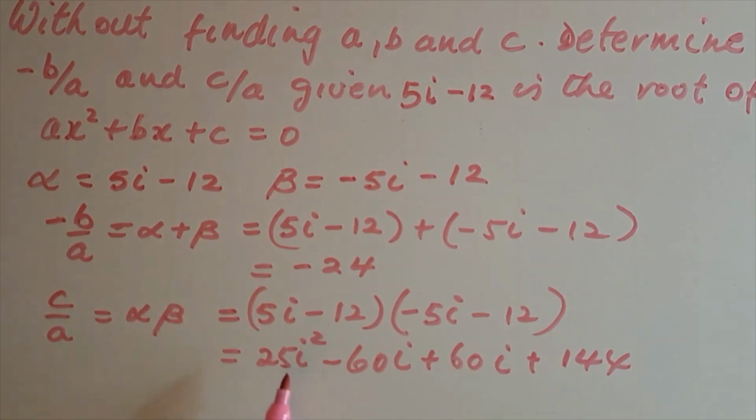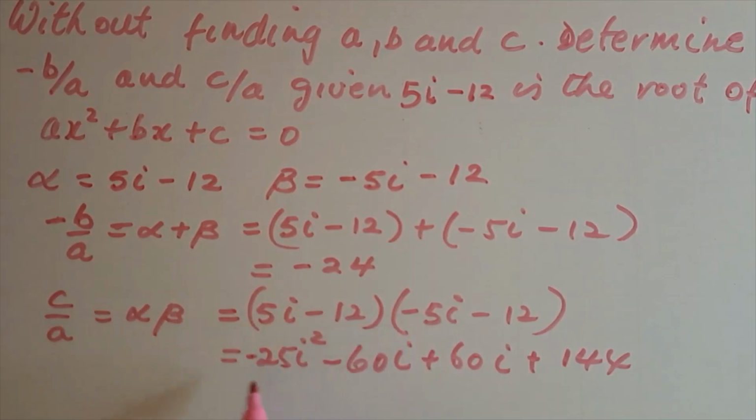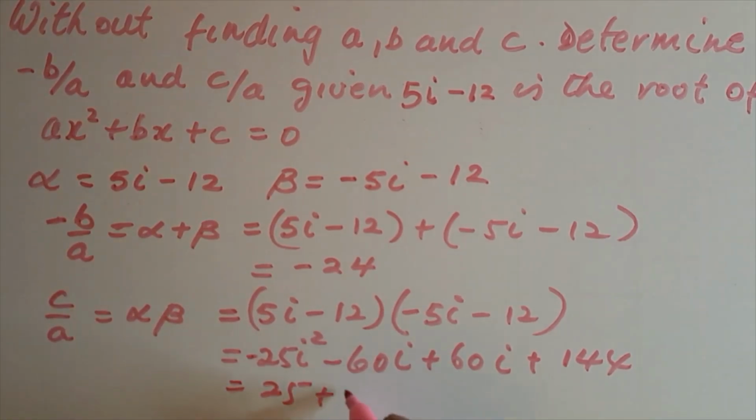Now, in fact, this is minus 25i squared, because this 5i times minus 5i is minus 25i squared. I squared is minus 1, times minus 25 will give us 25. So this is 25 added to 144, which gives us 169. So there we have it.